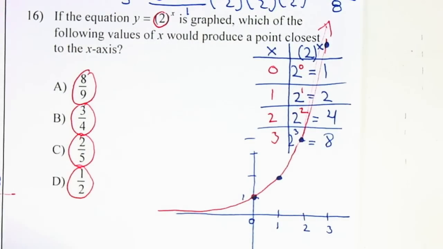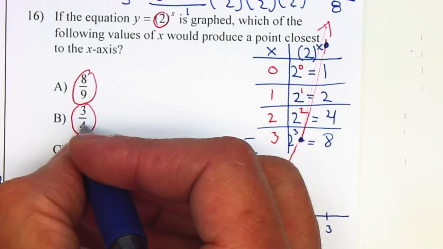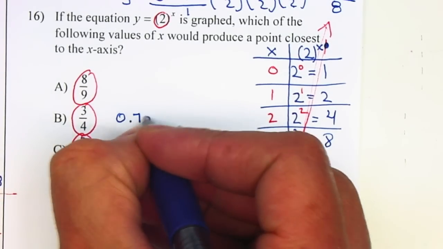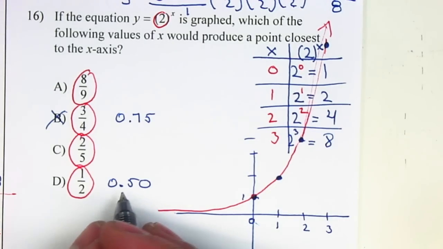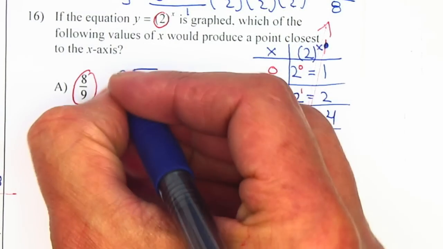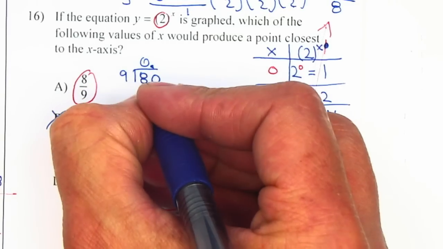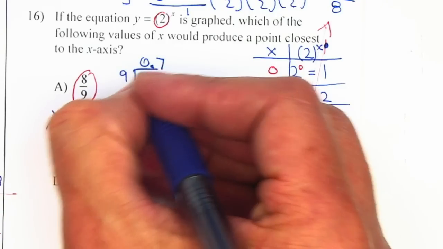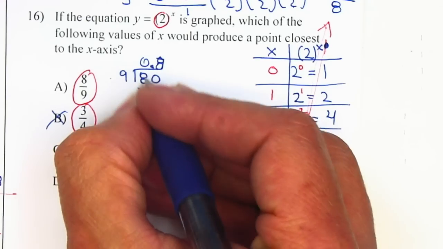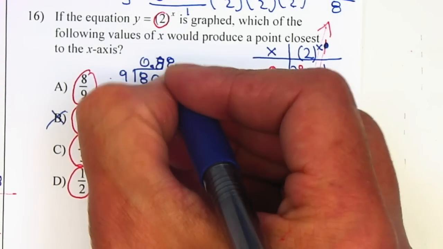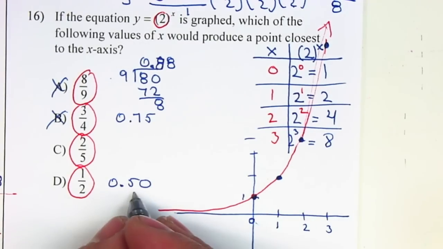I know that 1/2 is 0.50. I know that 3/4 is 0.75. So I know it's not big. I'm looking at something that's smaller than 0.5. Let's try 8 divided by 9. 9 goes into 8 0 times. 9 goes into 80 8 times. 8 times 9 is 72. Gives me 8. And so it'll be 0.88. Okay, so it's not this. Still, the smallest number up to now is 0.5.